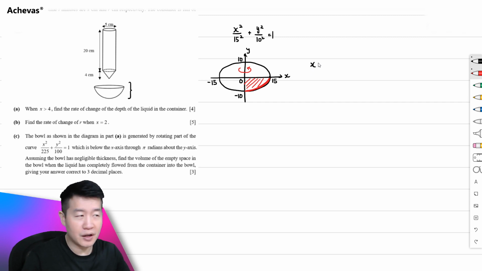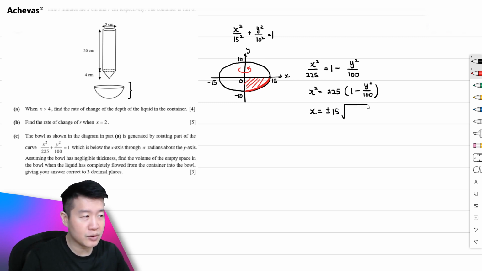So we have x squared over 225. This is 1 minus y squared over 100. So x squared is equal to 225 of 1 minus y squared over 100. So x is plus or minus 15 square root of 1 minus y squared over 100. And for this plus minus 15, it actually talks about one part of the graph, which is this part, which takes all the positive x coordinates.